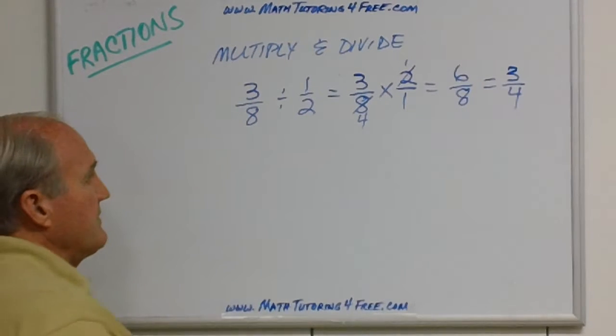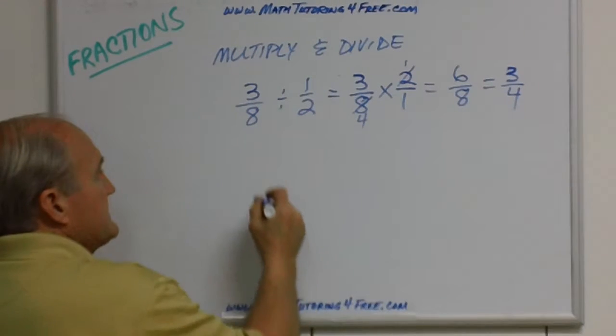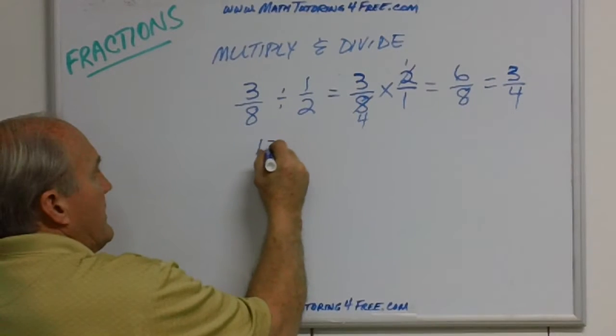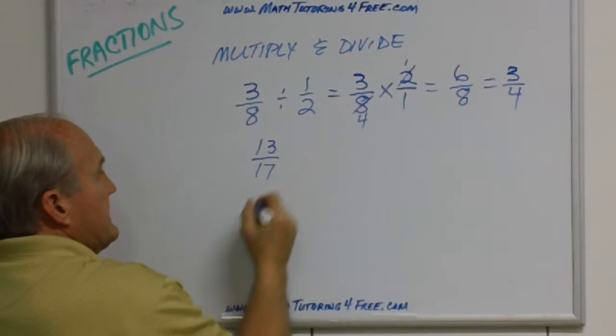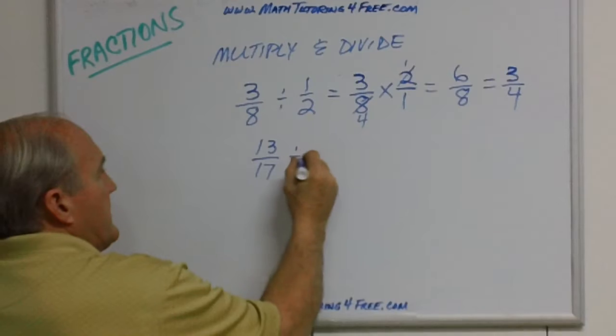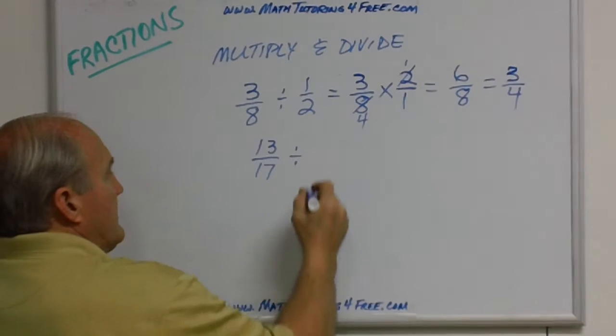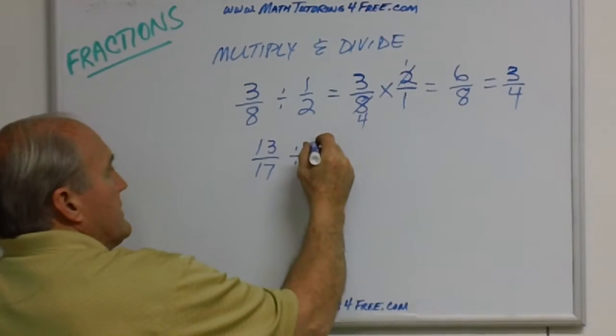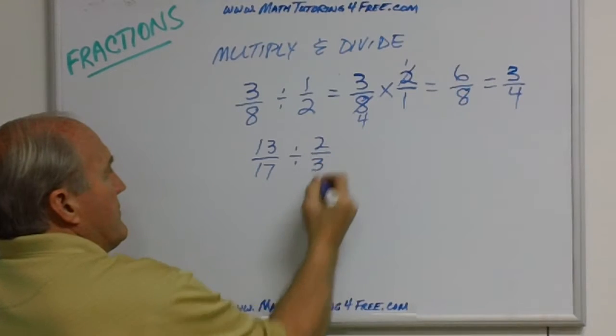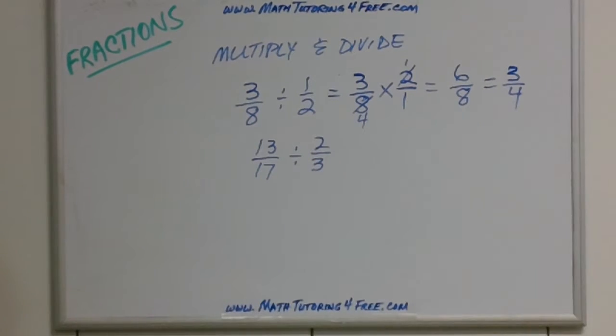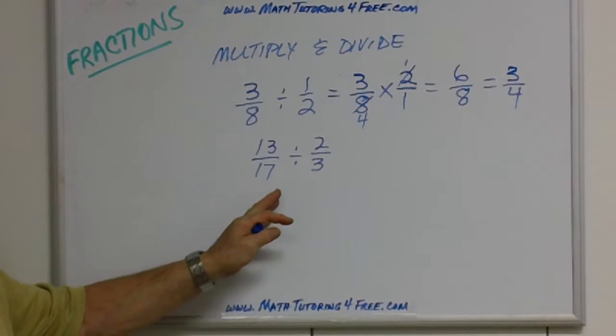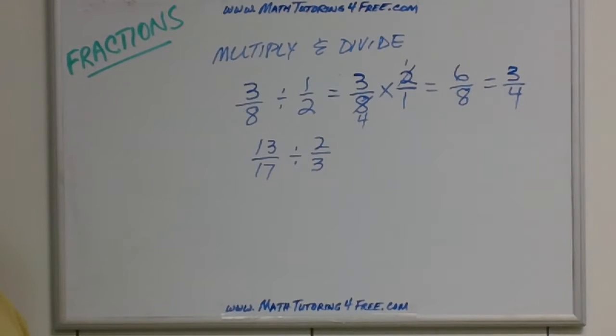Let's do one more that maybe isn't quite as simple. Let's say we had 13/17 divided by, oh, let's say 2/3. Okay? I don't see anything that can cancel. Before we do anything, though, what do we have to do? Invert the divisor and then multiply.